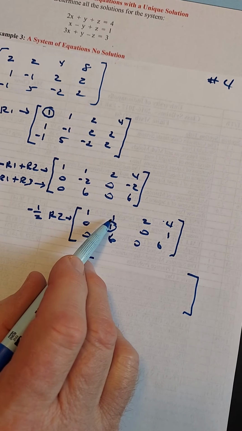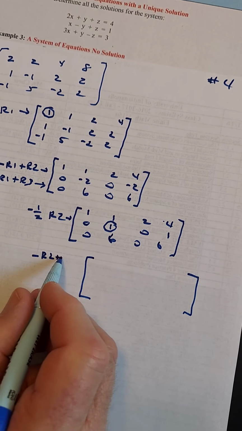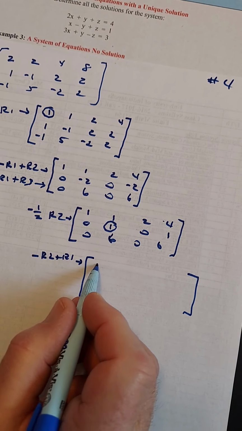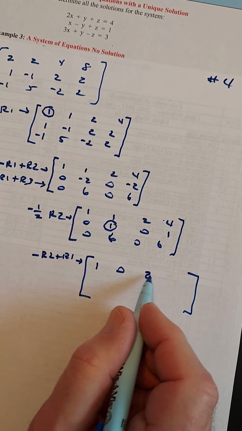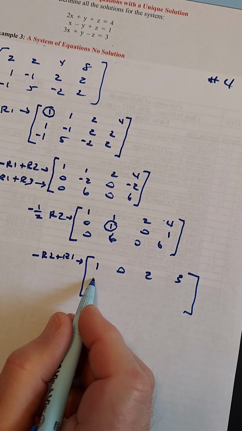So I want to get a 0 here, so I'm going to take negative row 2 plus row 1. So 0 and 1 is 1. Negative 1 and 1 is 0. 0 and 2 is 2. Negative 1 plus 4 is 3. Second row stays the same.